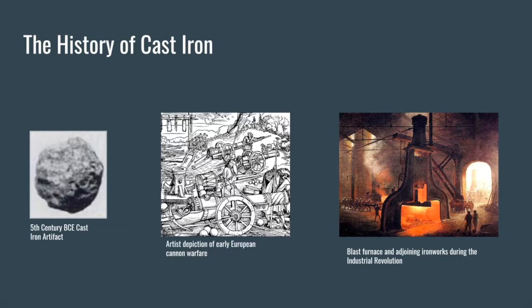In the West, cast iron did not become widely available until the 15th century, when it was mainly used for warfare in cannons and cannonballs. With the advent of the Industrial Revolution, cast iron saw its peak of usage, with blast furnaces becoming common in many Western nations. At this time, cast iron was used for many industrial applications and architecture.